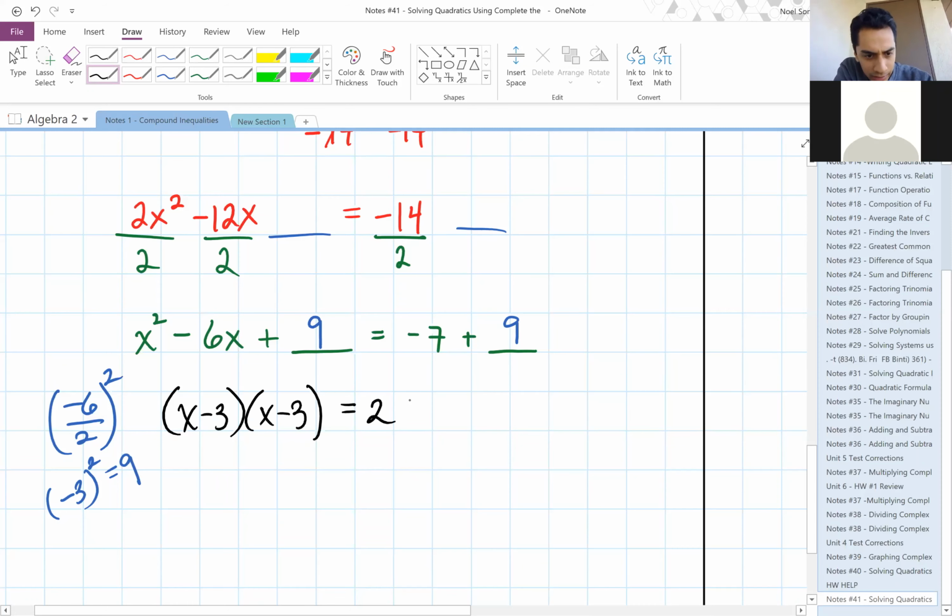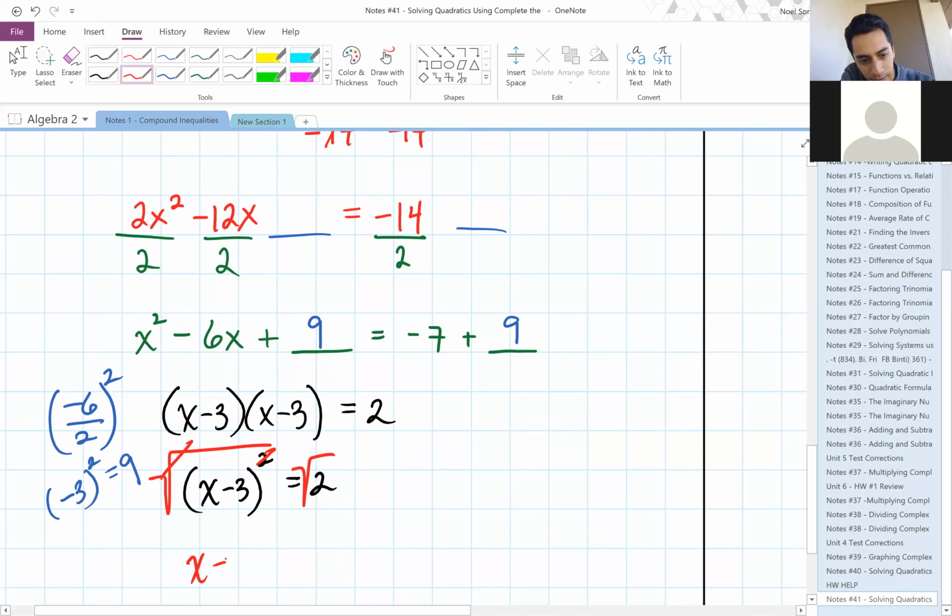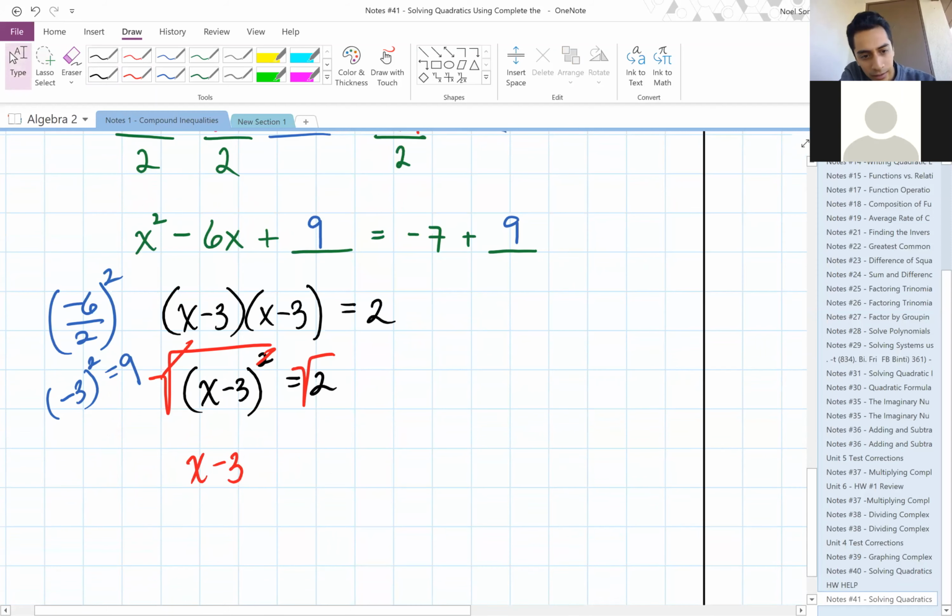Okay, so now we get x minus 3. We can rewrite this as x minus 3 to the power of 2, and then that equals 2. So now we're in a position that since we have the term inside the parentheses with the power of 2 on the outside, we can go ahead and square root it. The square and square root will cancel, and we're left with x minus 3. On the right side, that's a square root of 2 that cannot be reduced, but because you're solving a quadratic, you need a plus or minus.